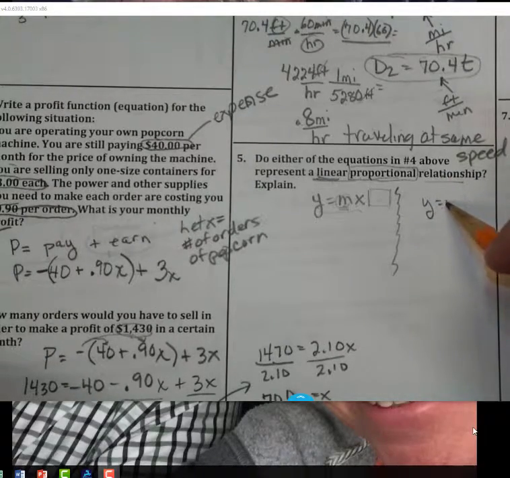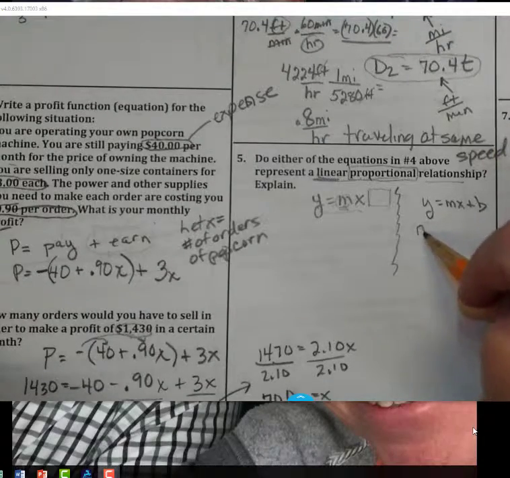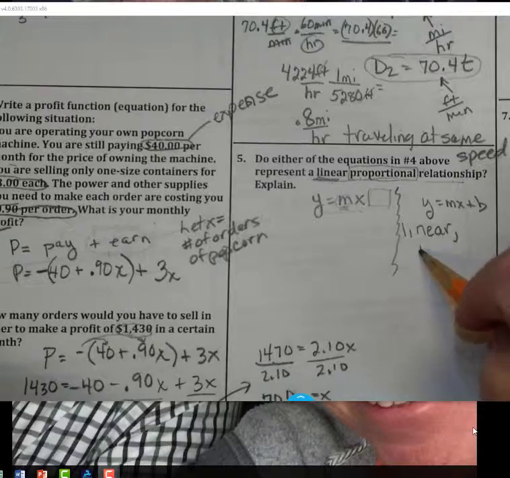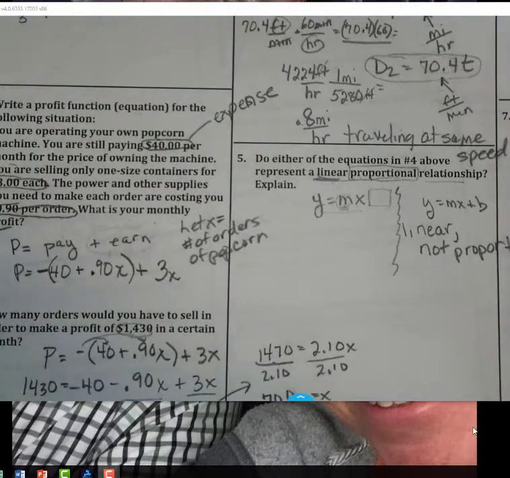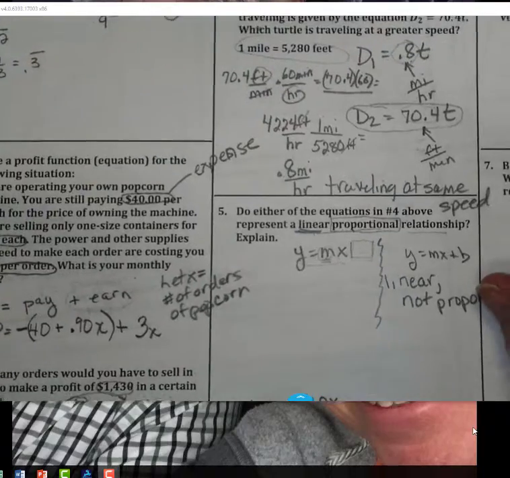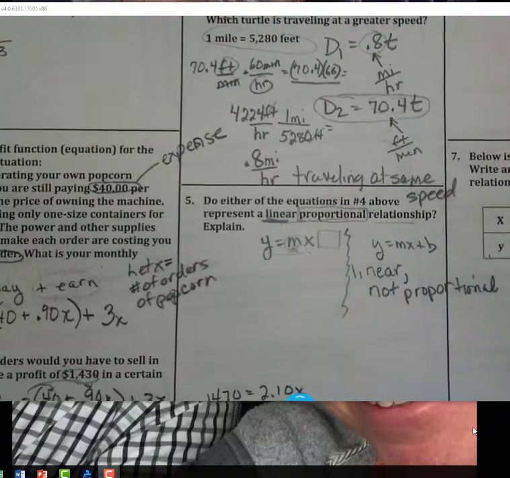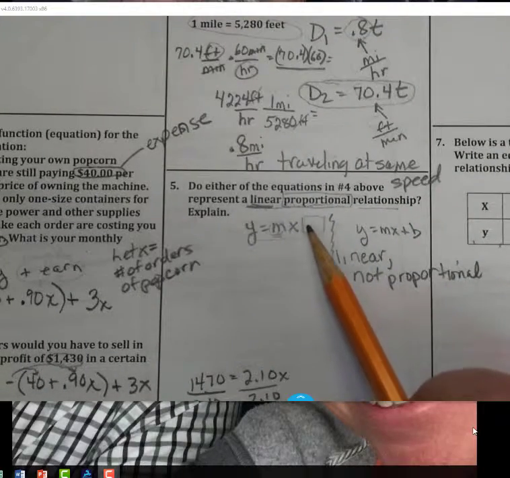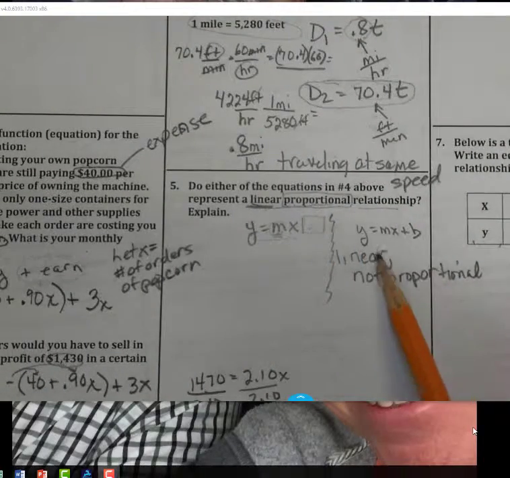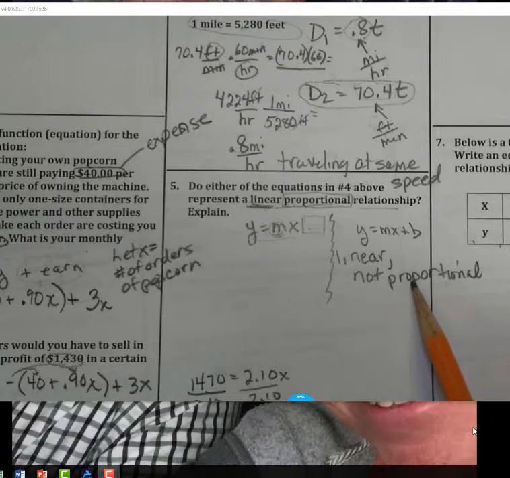If it's y equals mx plus b, then it is said to be linear, but not proportional. Okay, so y equals mx is proportional, y equals mx plus b is not proportional.